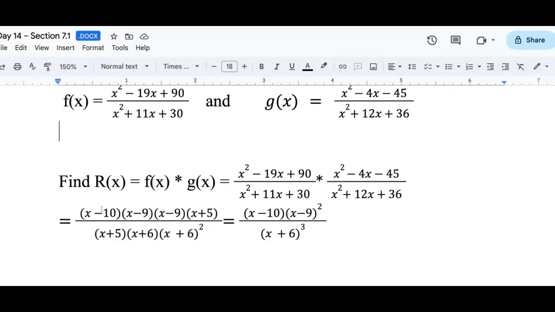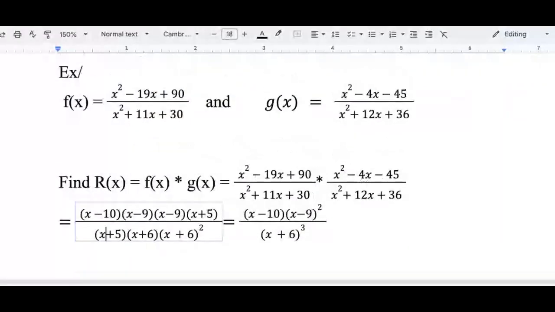So when we do multiplication, we factor everything. We still cancel across, right? So we have x plus 5 in the denominator and in the numerator, so that cancels. And then that's it. We get x minus 10 times x minus 9 squared divided by x plus 6 raised to 3, right? Because only these two factors canceled. The rest are staying.